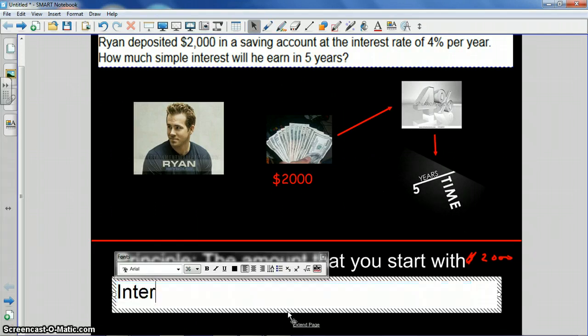So the interest is the amount. Well, let's make it a percent. We're going to make it a percent because it's written as a percent in this problem. That's what you usually see.